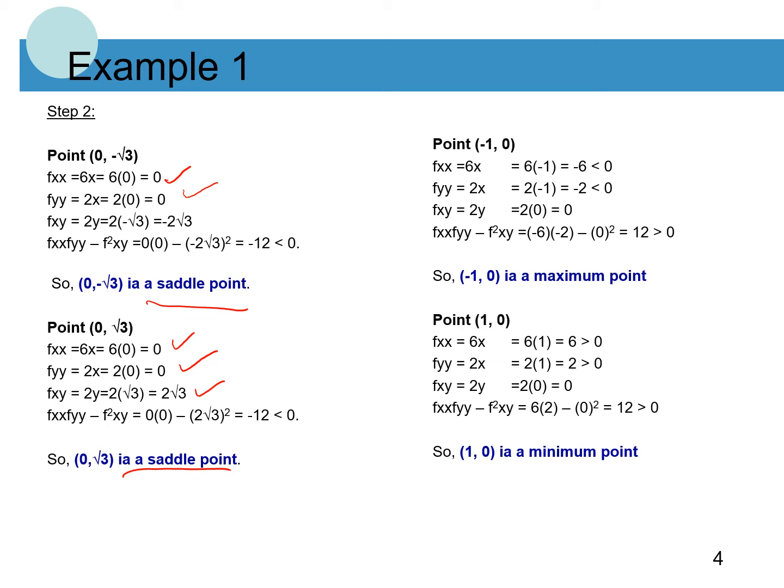Then the next is the point (1, 0) based on case 2. Therefore, we substitute x equal to 1 and y equal to 0 into the test function. Therefore, we have fxx is equal to 6 times 1, that is greater than 0. fyy is equal to 2 times 1, that is 2, greater than 0. Then fxy equal to 2y, therefore we have 2 times 0 is equal to 0. Then fxx fyy minus (fxy) squared equal to 6 times 2 minus 0 squared equal to 12. Therefore, (1, 0) is a minimum point.